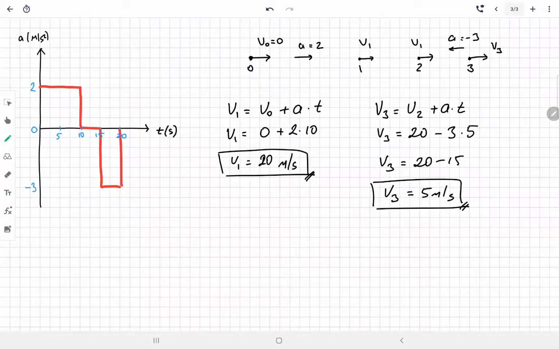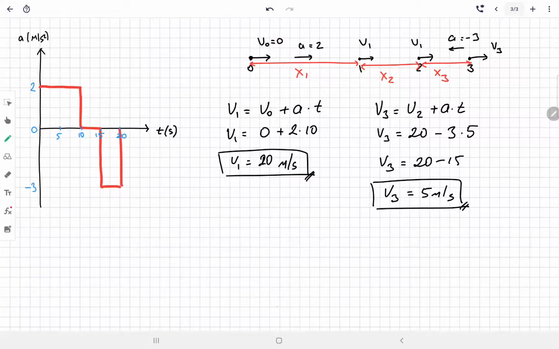So second question, find distance traveled in the first 20 seconds. So at 20 seconds it will be at point 3, as you know. So we can divide this into 3 parts. Let's call it x1. This is a distance between point 0 and point 1, and let's call x2 between 1 and 2, and let's call x3 distance between point 2 and 3.